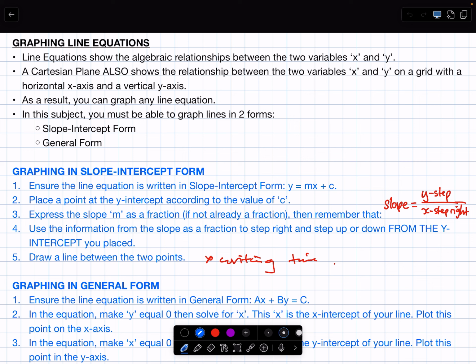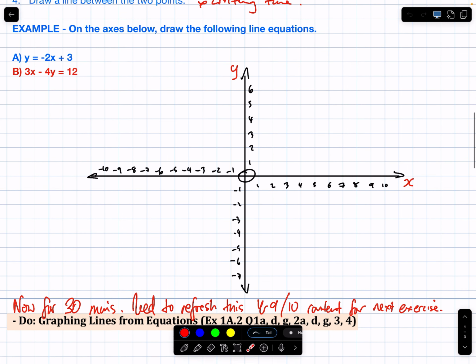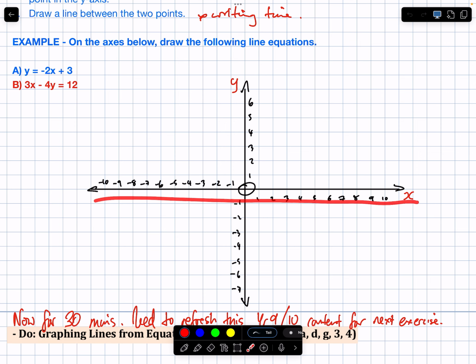So you need to be able to graph line equations. So just remember, a line equation shows the relationship between the variables x and y. What does a Cartesian plane show? It also shows the relationship between x and y because a Cartesian plane, the x's go along the horizontal, the y's go along the vertical.